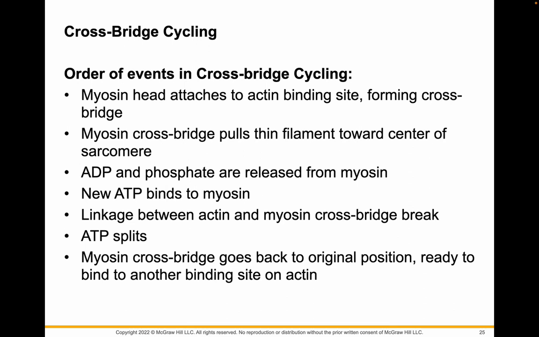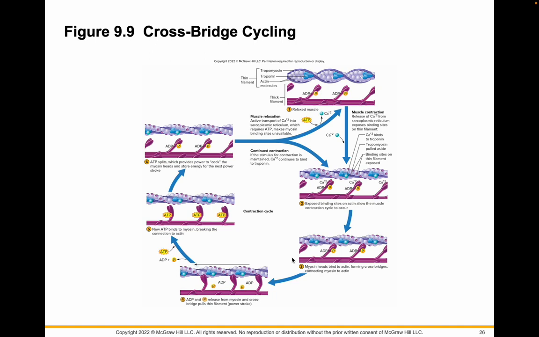So the myosin head attaches to the actin binding site, forming that cross bridge, and then it pulls the thin filament towards the center of the sarcomere, towards that M line. ADP and phosphate are released from the myosin head, so you have to have a new ATP molecule to bind to myosin to undo the linkage. So the cross bridge breaks. ATP splits apart when that happens, and then the myosin heads can go back to the original position, ready to bind again, forming another cross bridge. And so we saw that happening.